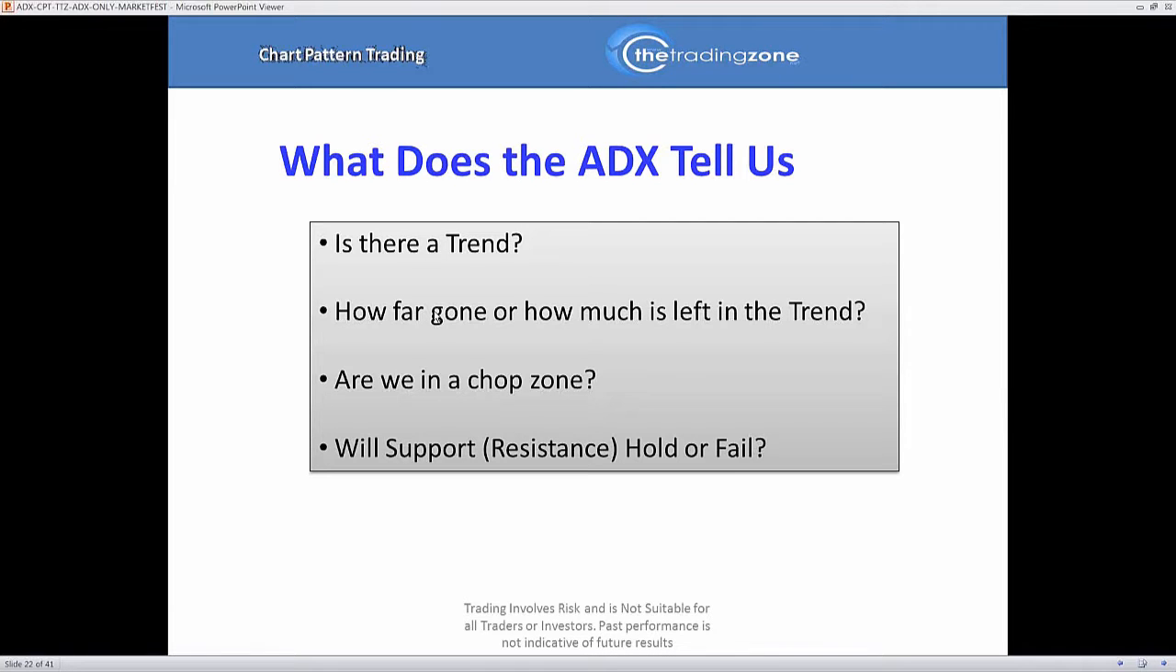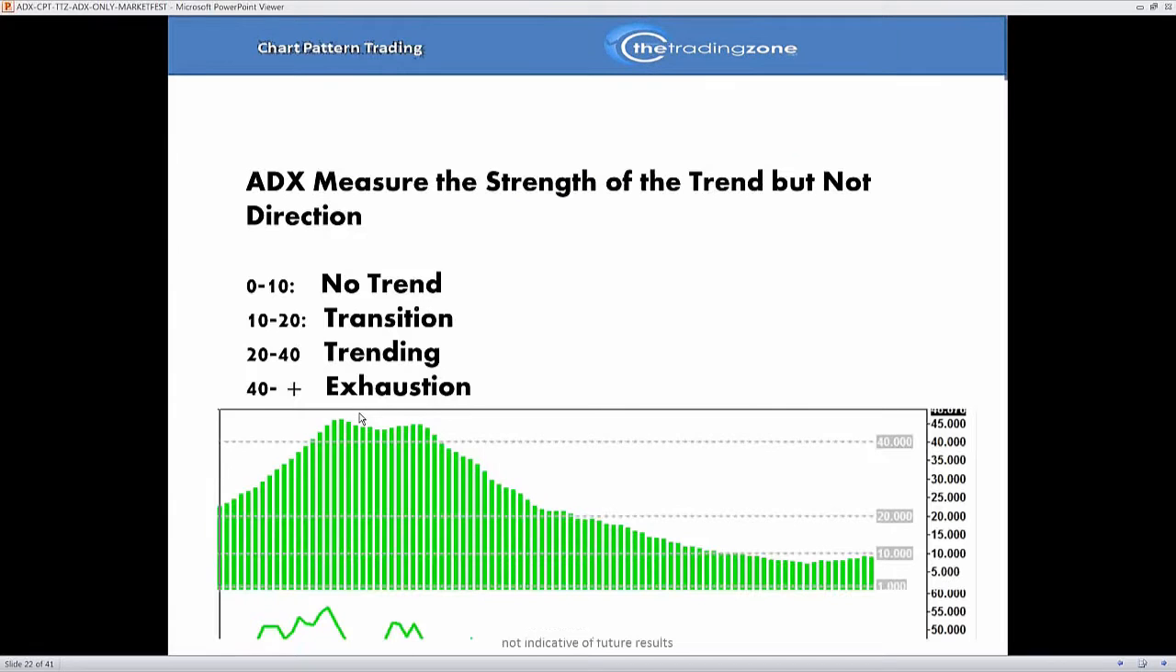The ADX does a great job of revealing these things, and let's get into it. I told you about 10, 20, and 40, right? So those are the three areas that you want to watch on your ADX indicator: 10, 20, and 40. Let's go and understand what these three levels mean.